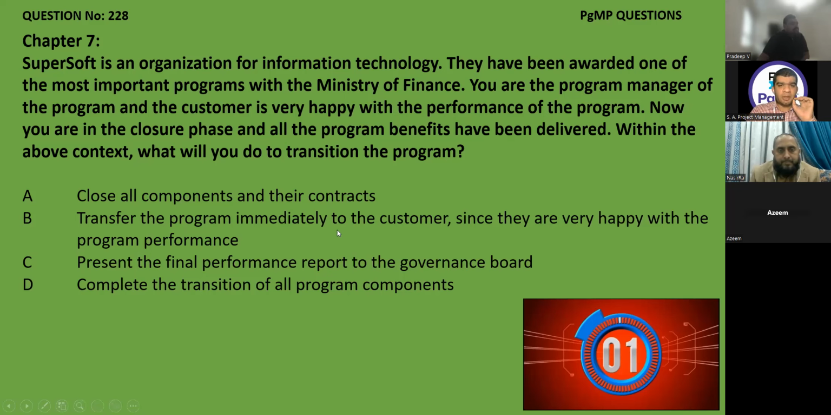Transfer the program immediately to the customer since they are very happy with the program performance. This is an intangible element. We cannot consider this thing. C, Mr. Azim, why C? Because you have to present it to the committee to approve the transition. Yes, you will submit some document, right. Present the final performance report to the governance board. This is possible. And complete the transition of all program components is also not possible because in the closure phase, I cannot talk about the components. Components are talked about only in the delivery phase. They are already done. Yes, it's clear to everyone. So here the correct answer is C.